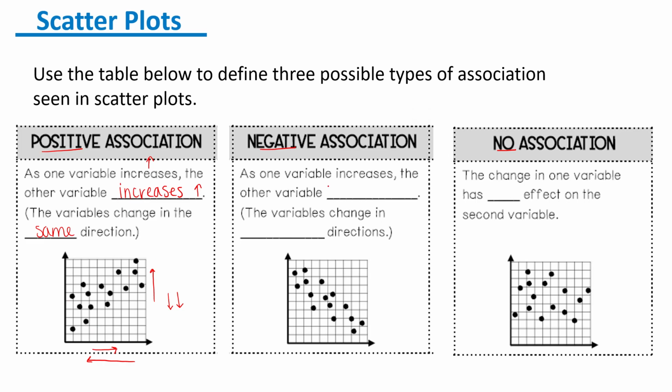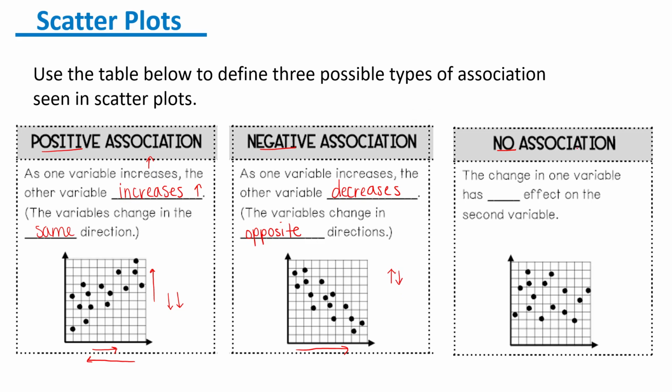Next is negative. So in negative associations, as one variable increases, the other variable decreases. They do the opposite things. The variables change in opposite directions. Okay, so think about here, as I increase my x value, go from left to right, my points are going down, their y values are decreasing. So as one variable increases, the other one decreases. That means it's a negative association.